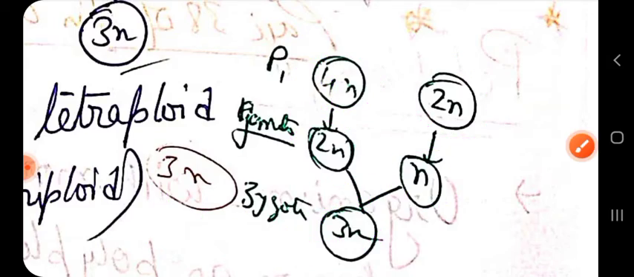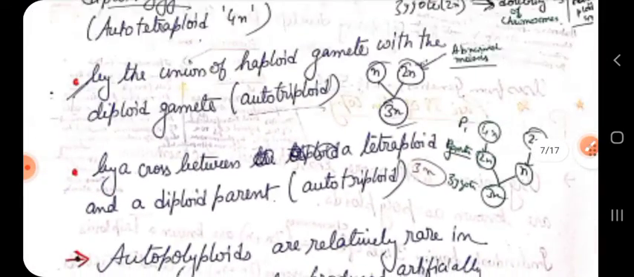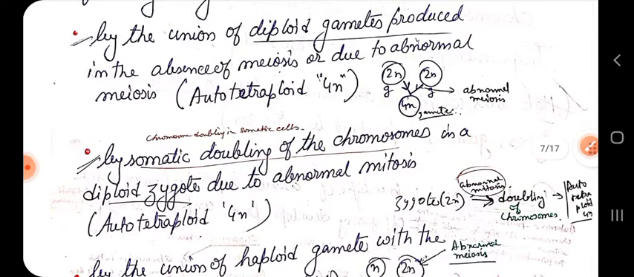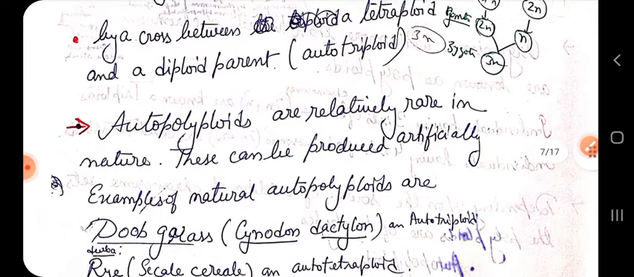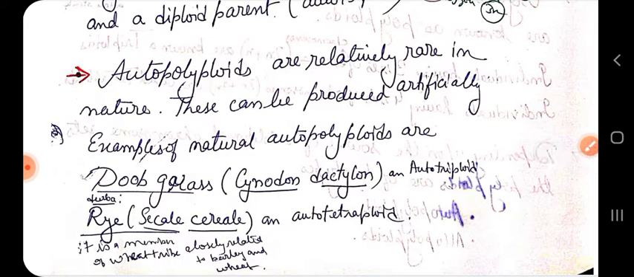Autotriploid. Okay. So in these 3-4 ways we can go for autopolyploidy, where multiple sets of chromosomes originate from within the same species. Now it is saying that autopolyploids are relatively rare in nature. These can be produced artificially. They are very rare. You cannot find them naturally, but they have to be induced.